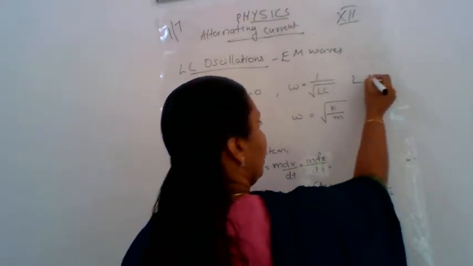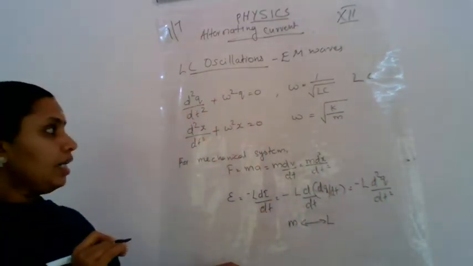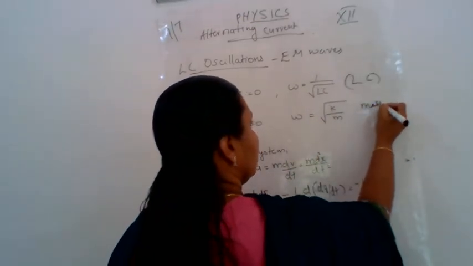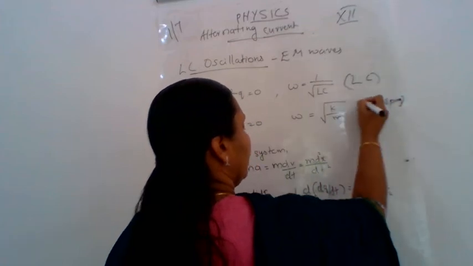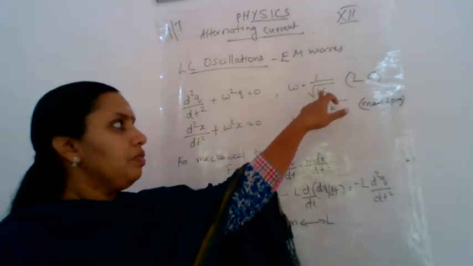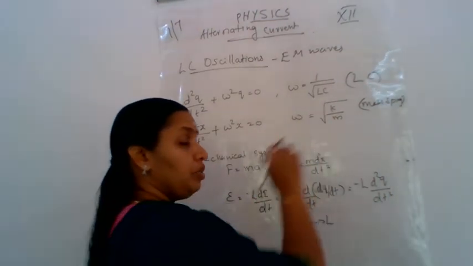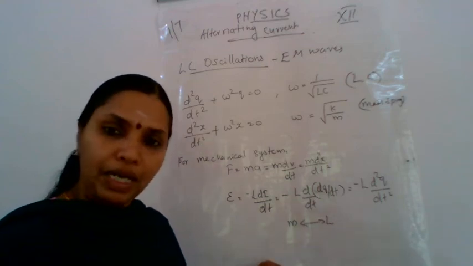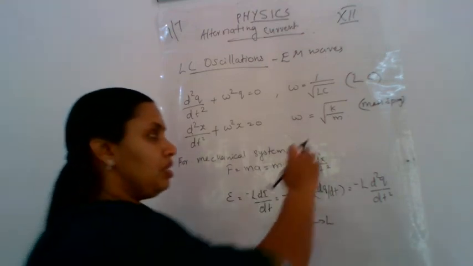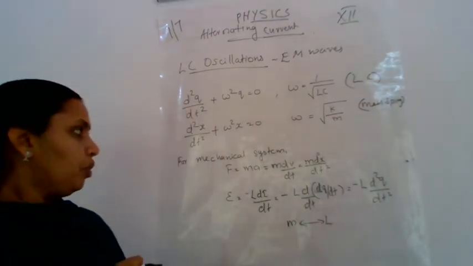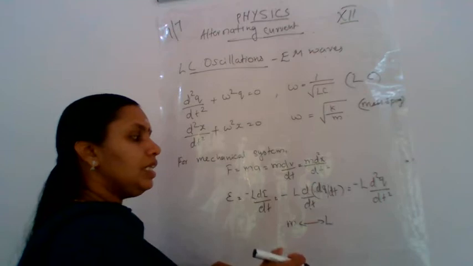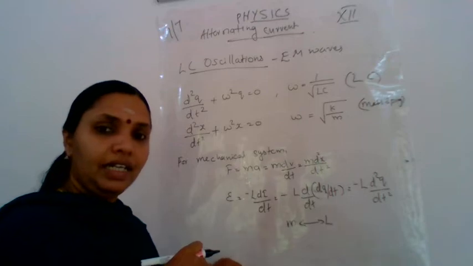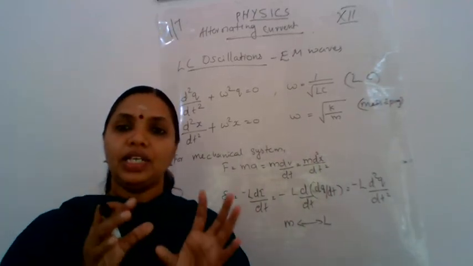That is for our LC oscillation, the system with inductor and capacitor, and this is the case of the mass spring system. There it is the mechanical system, and here omega is equal to 1 by root LC, and here omega is equal to root k by m, where k is the spring constant, isn't it? Where k is known as the spring constant and m is the mass of the body. And here the comparison is, the inductance, that is the inductance of the inductor, is equivalent to the inertial mass.